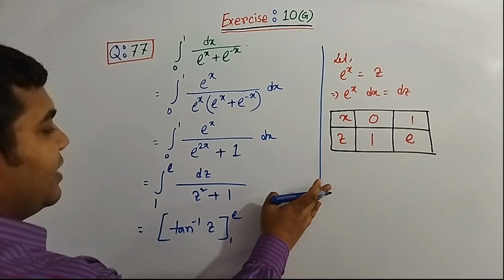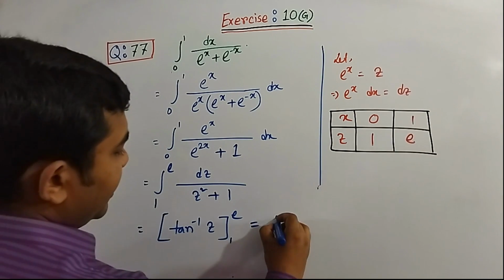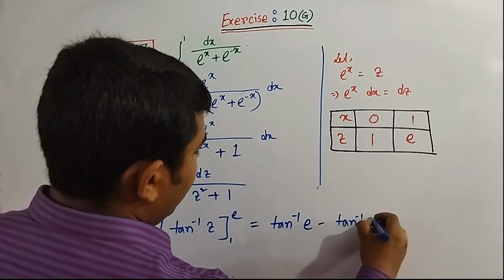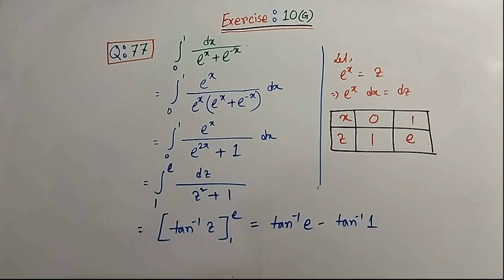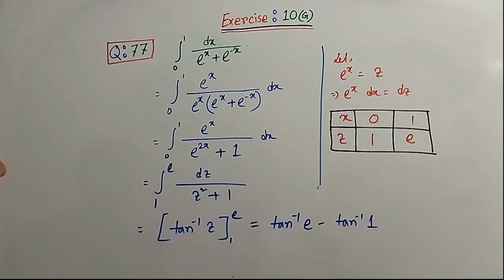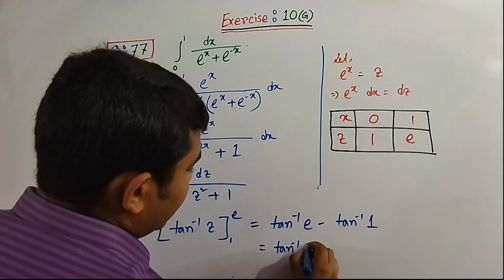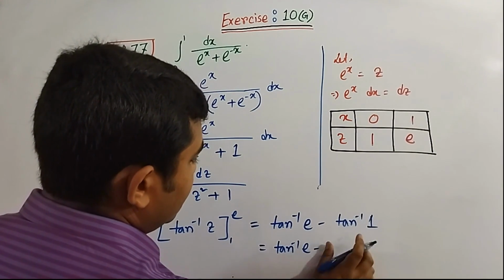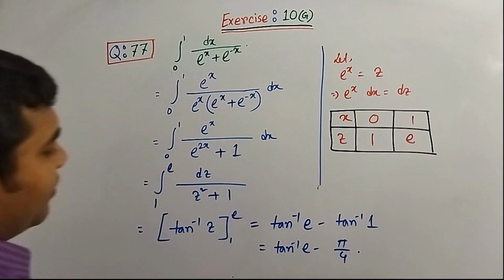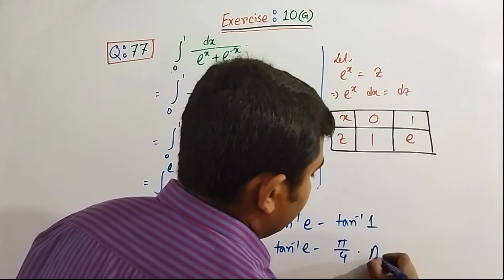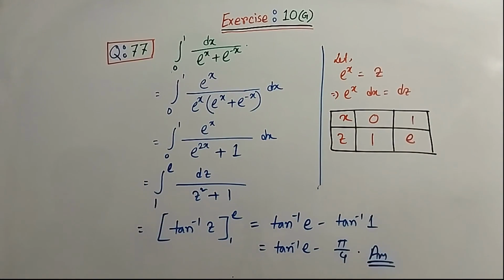So if we put in the values, we can write tan inverse e minus tan inverse 1, and here we know tan inverse 1 is nothing but pi by 4, because the value of tan pi by 4 is 1. That's why this can be written as tan inverse e minus pi by 4. My dear students, can you understand the math? Thank you. So that's our question number 77.